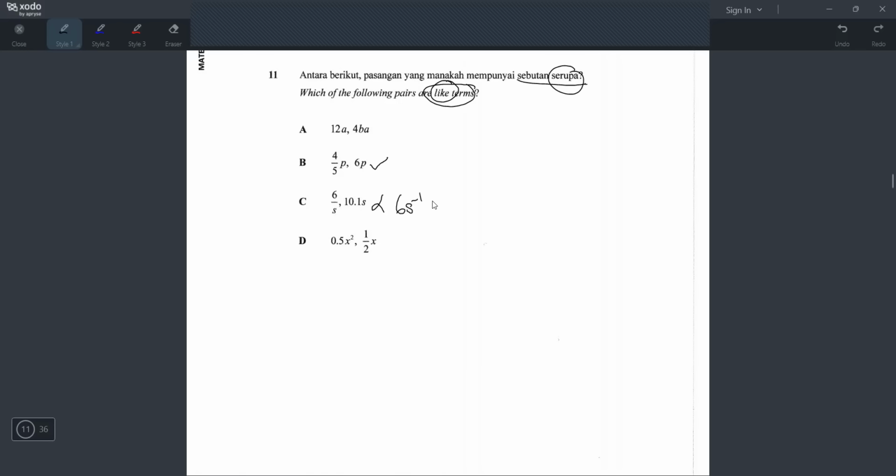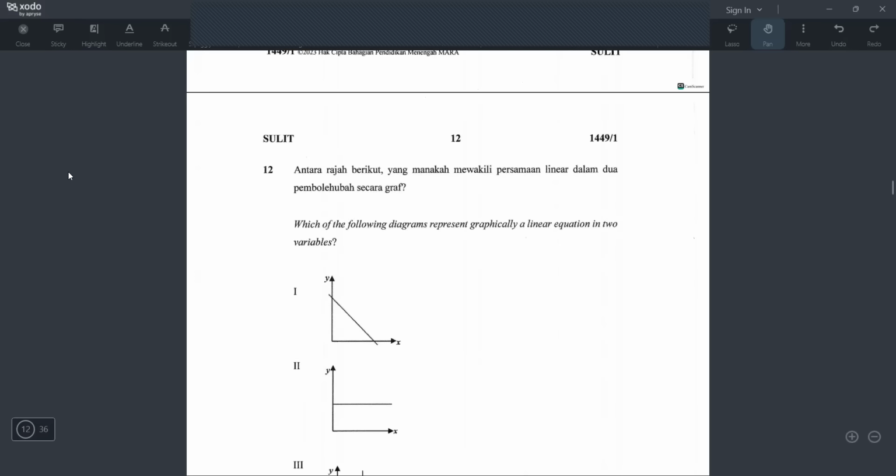So they are not like terms already. Same with this. This is x to the power 2x. So they cannot be added or subtracted together, because when you plus or minus them, you can't. Only B can, right? Because they are like terms. They have the same unknown. Okay? Very simple.